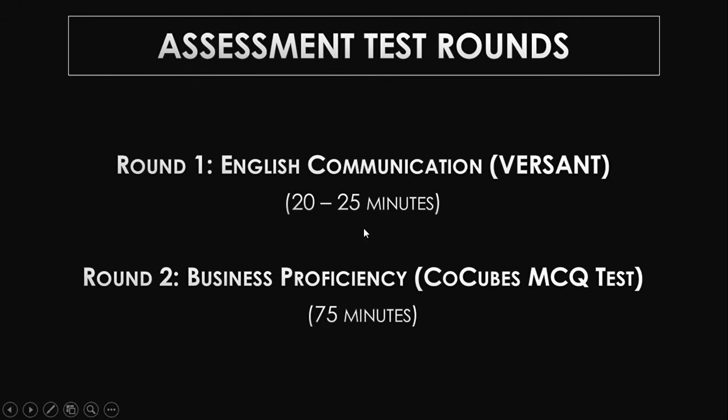I'll give you a few tips about the Versant round, and after that we'll mainly focus on the CoCubes round, that is the MCQ test, the business proficiency round. This one will last for 75 minutes. There'll be 75 questions and 75 minutes. So the entire test, if everything goes well, will get over in around 100 minutes.